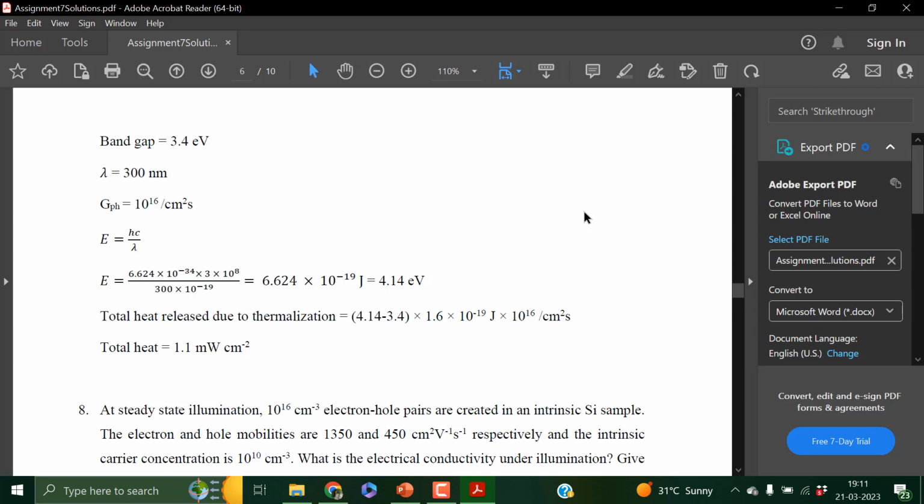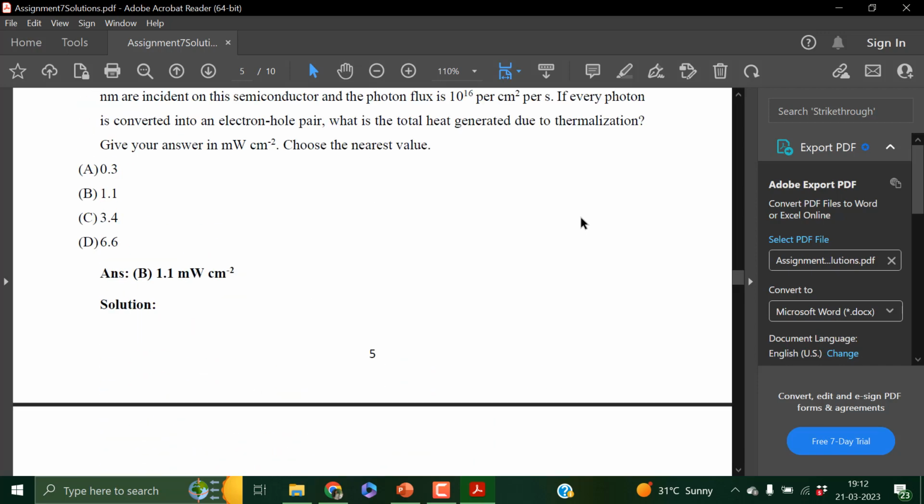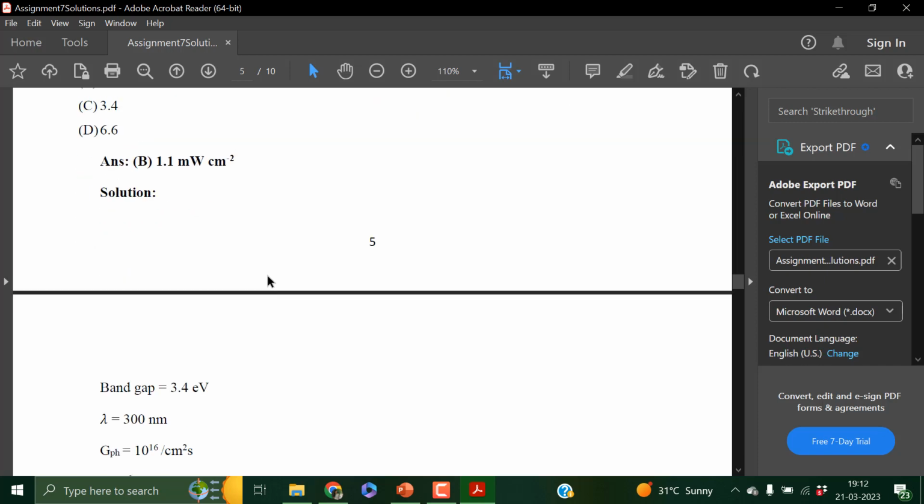Madam, then how to solve? So basically E value you got as 4.14, right? And that 4.14 you multiplied and converted it into joules and then multiplied with 10 power 16. Here instead of directly multiplying 4.14 you have to subtract, that is 4.14 minus 3.4 into 1.6 into 10 power minus 19 into 10 power 16. So you will get somewhere like 1.184 into 10 power minus 3 watt centimeter power minus 2. So that 10 power minus 3 you can write as milliwatts. Got it.